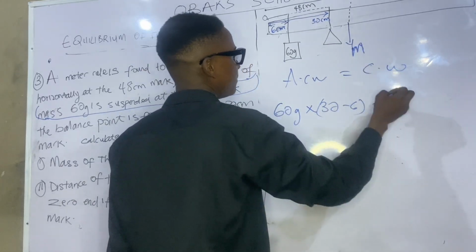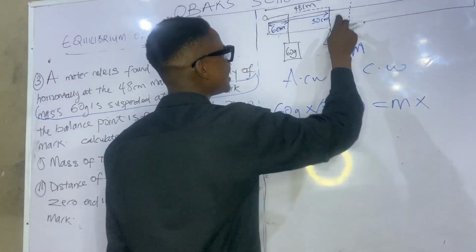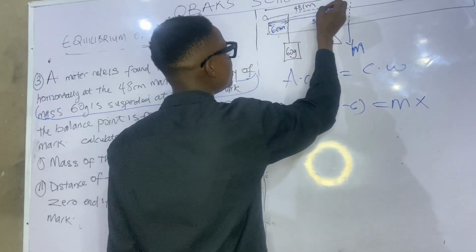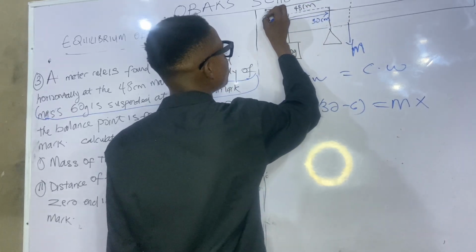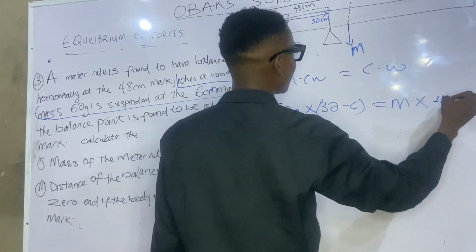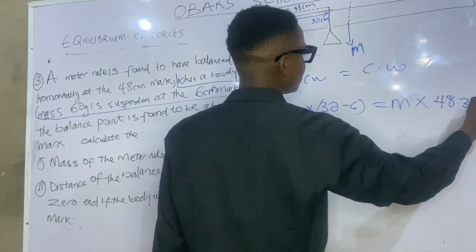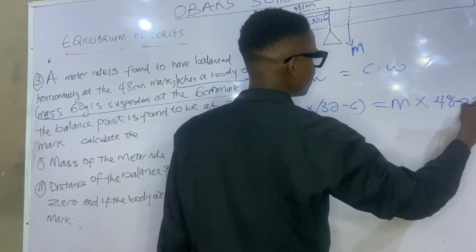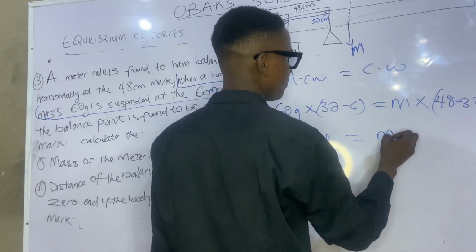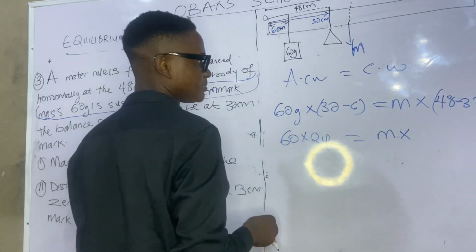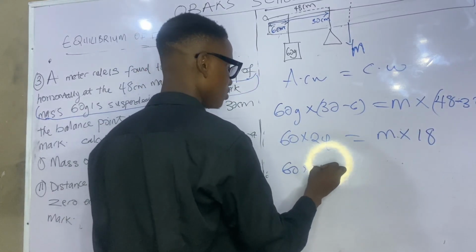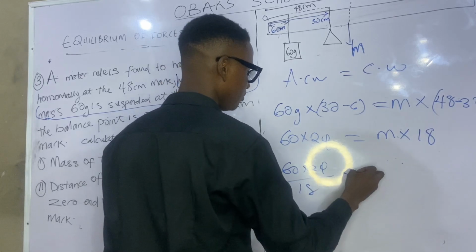Equal to M, the mass of the ruler, times the distance between the two points. If one is 48, then the other is 30, of course. So the distance between them is 48 minus 30. So that will be 60 times 24 equal to M times 48 minus 30, which is 18. So that is 60 times 24 divided by 18, which should give you M.